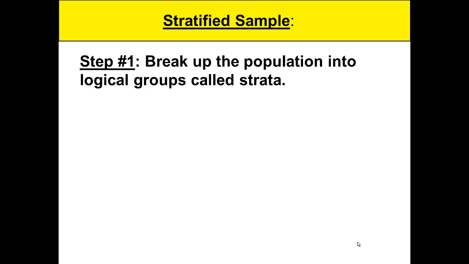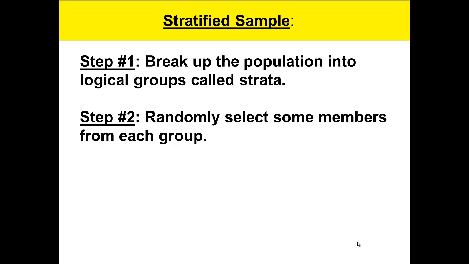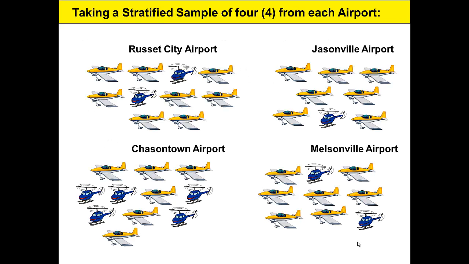The first step in a stratified sample is to break the population into logical groups called strata. And step two is to randomly select some members from each group. Taking a stratified sample of 4 from each airport.